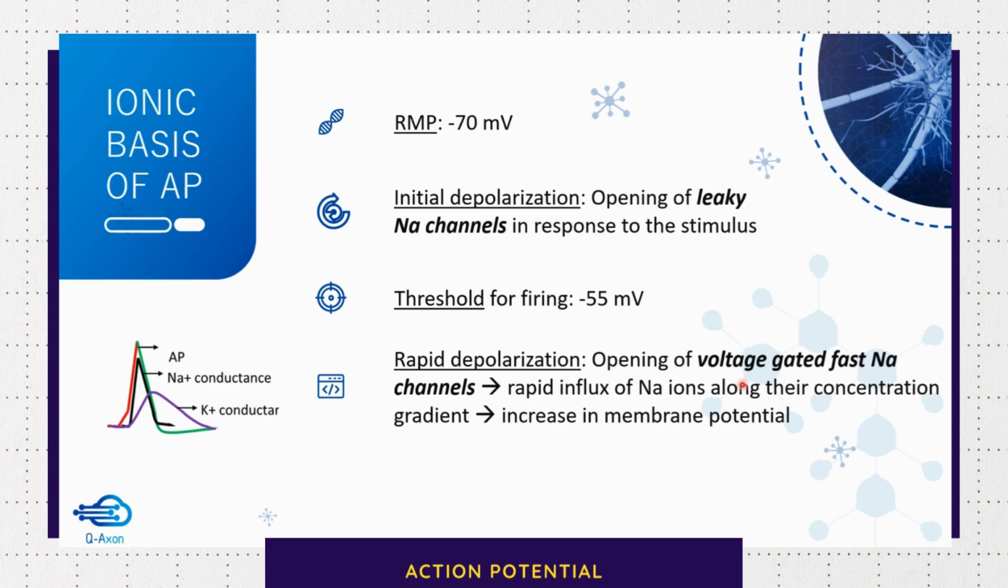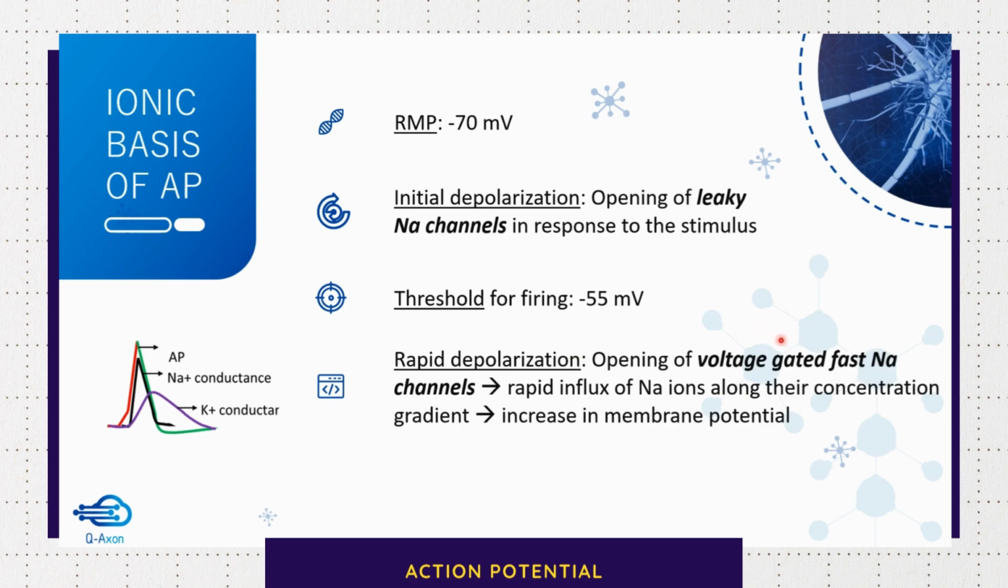At this voltage, there are a lot of voltage-gated fast sodium channels which open. Now, excitable cells like the nerve are very rich in these channels. So at minus 55 millivolt, there is opening of all these channels and there is massive influx of sodium ions along their concentration gradient. We already know that there are more sodium ions outside rather than inside. So this massive influx all at once is what leads to the steep phase of rapid depolarization.